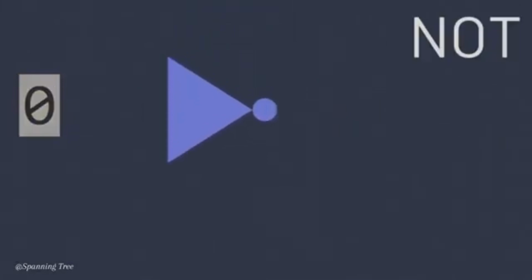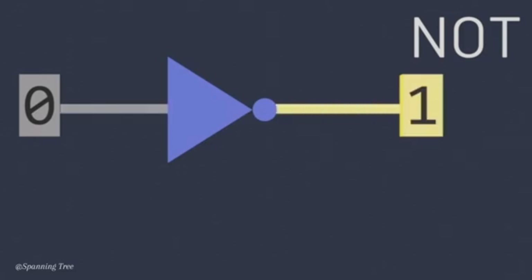One of the simplest logic gates is the NOT gate, represented graphically here. The NOT gate takes a single input, either a 0 or a 1, and inverts it, so that the output is the opposite of whatever the input is. If the input is a 1, then the NOT gate outputs a 0. If the input is a 0, then the NOT gate outputs a 1.